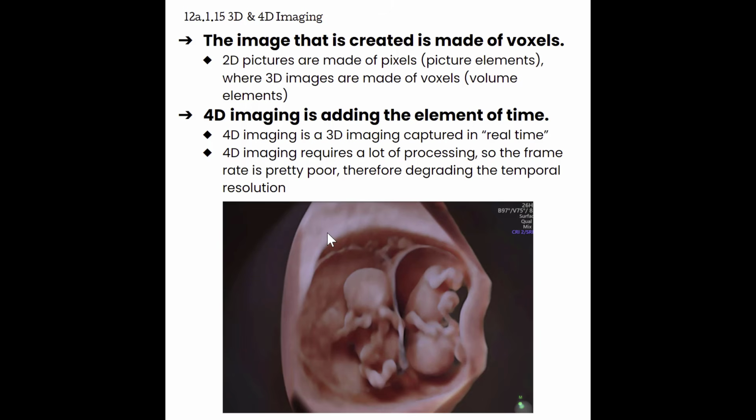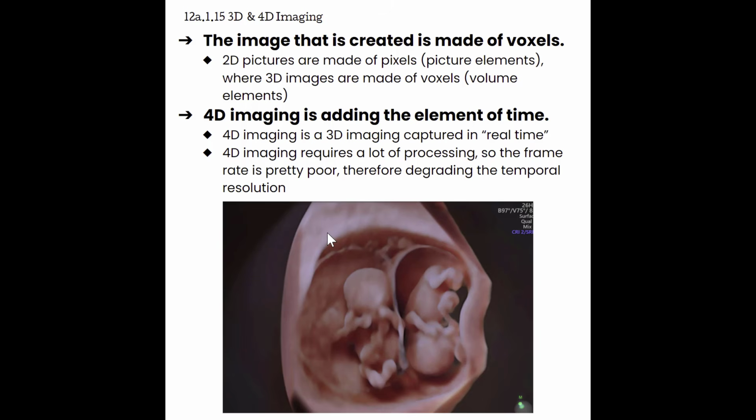The last term that I want to introduce to you then is 3D and 4D imaging. When we are using our grayscale imaging, our B mode, we are talking about 2D pictures. And 2D pictures are made out of pixels, which is short for picture elements. So all those little dots on the screen are pixels that line up with the information that the machine has gathered and has turned a pixel on or off to make gray, black, white, whatever.